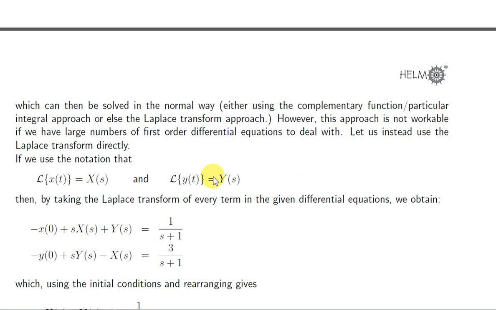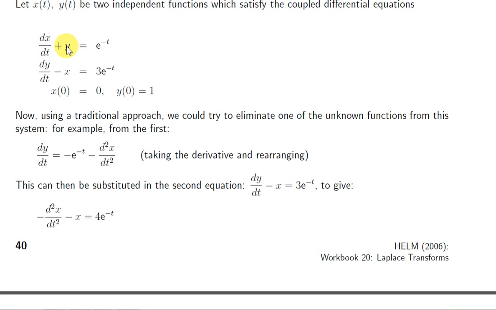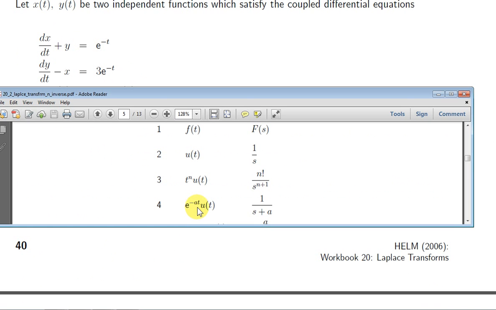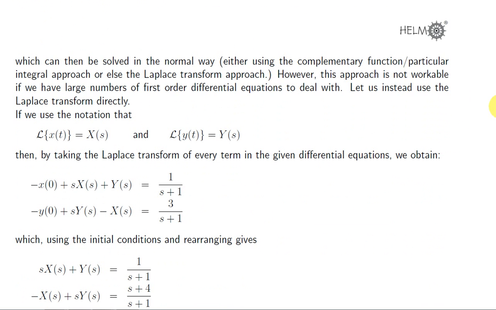This big Y is the Laplace transform of little y. So we want to get L of little y. And on the right hand side we have L of e to the minus t. Well, we can just look that up. Here it is. We set a equal to 1, so we get 1 over s plus 1. So that's what we have on the right hand side.